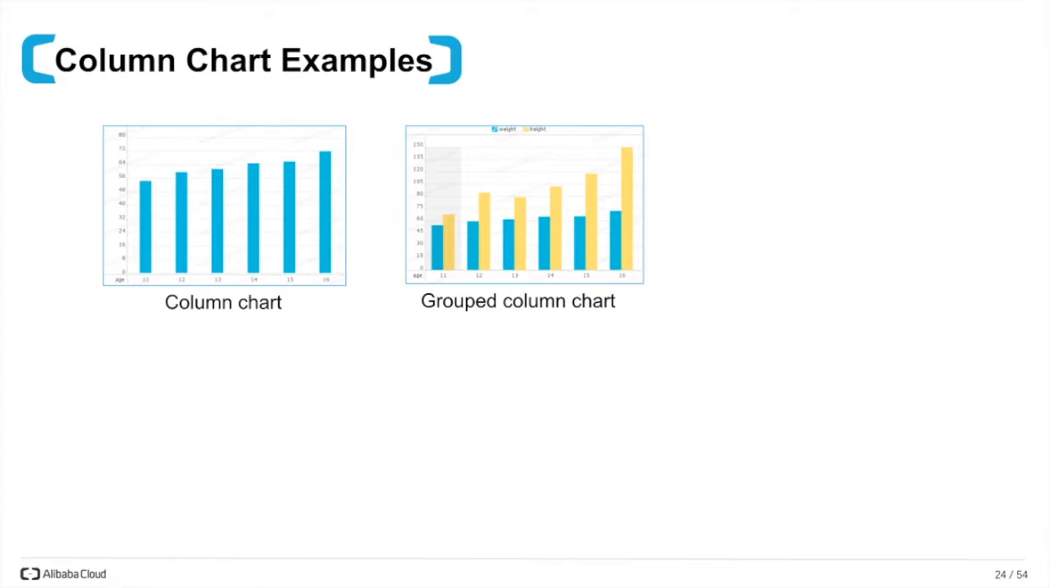But maybe weight is not enough. You want to add another metric like the height. Just put the two columns together. We call this the grouped column chart. You can have a very clear comparison between the two measurements.